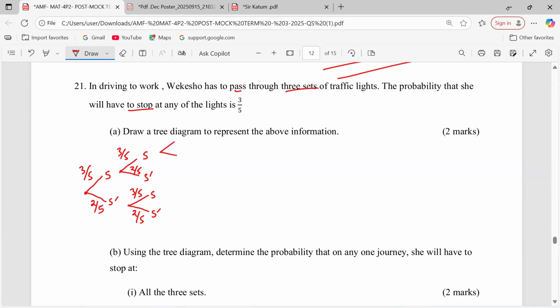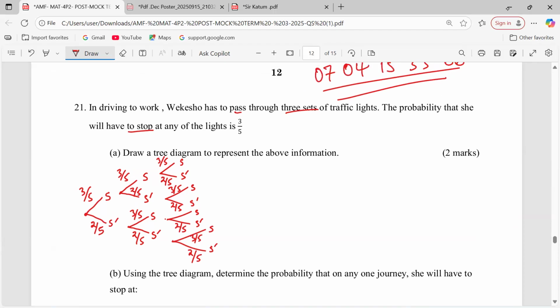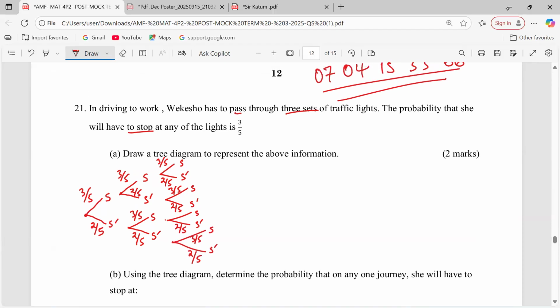At this point, we can talk of stopping, not stopping. 3 over 5, 2 over 5. Stopping, not stopping, 3 over 5, then 2 over 5. Here, we have the same, stopping, not stopping. So 3 over 5, 2 over 5. And finally, stopping, not stopping. Stopping is 3/5, not stopping 2/5. So you indicate the probabilities along the branches and the outcome at the end of the branch.